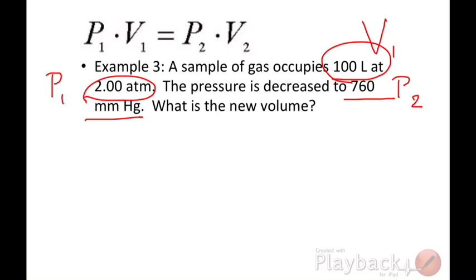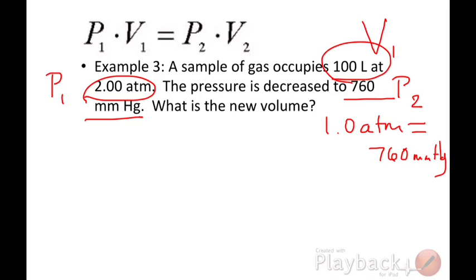But there's something wrong here. We have pressure 1 and pressure 2, but they're actually in different units, and that's a problem. We need both of our pressure values to be in the same units. So we have to look back at our notes and find a conversion factor that will convert one of these into the other units. So if I look at my notes, I go back and find a chart that gives me that 1 atmosphere equals 760 millimeters of mercury.